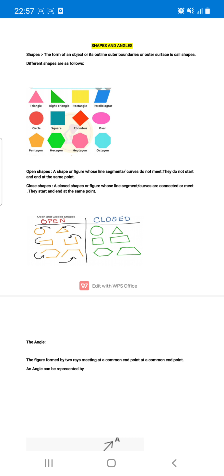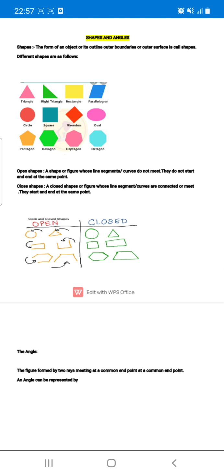Now shapes are of two types. One is the open shape and the other is the closed shape. Now what about the open shape? A shape or figure whose line or curve does not meet each other. They do not start and end at the same end point. That's called the open shape.